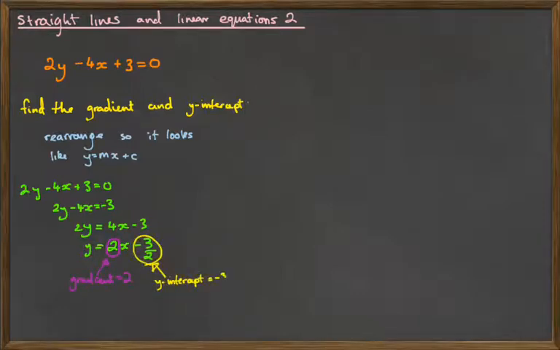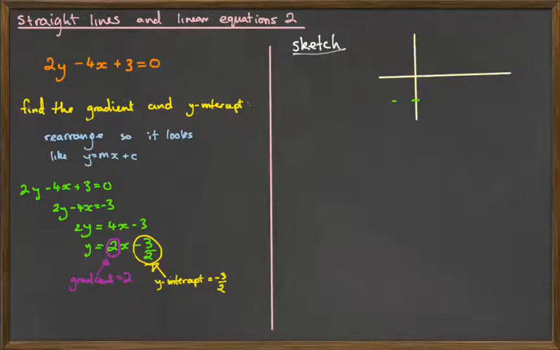Okay. This would allow us to plot or sketch the graph. Okay. It crosses the y-axis at minus 1.5. It has a rise and run. Rise divided by run will be 2.